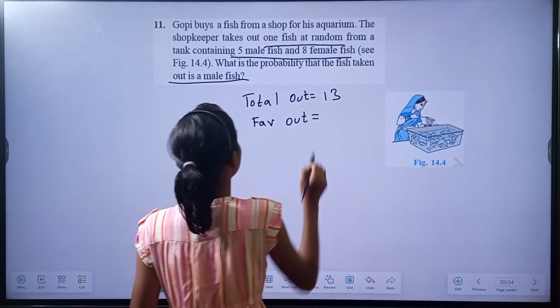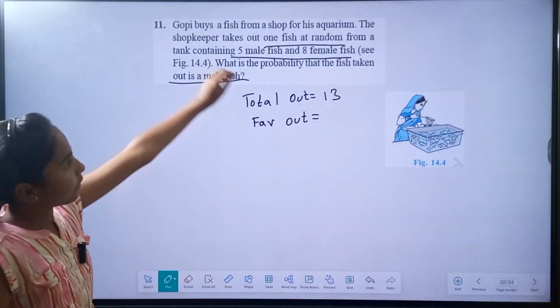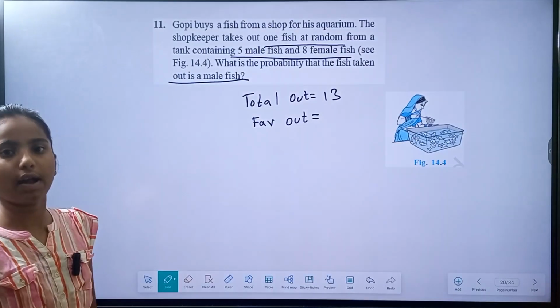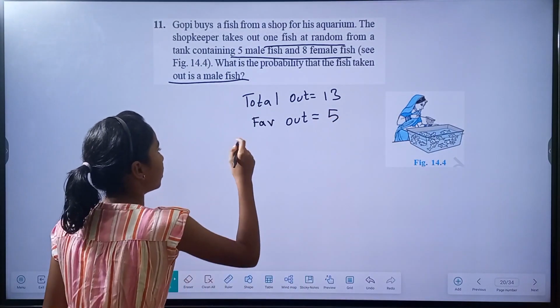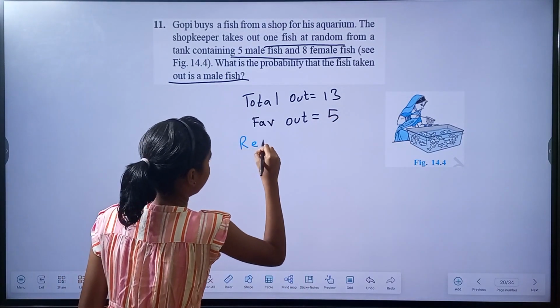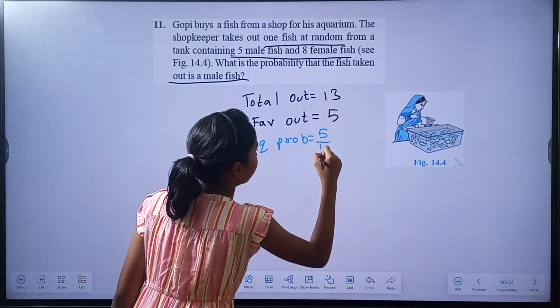Favorable outcomes: they have asked that the probability that the fish taken out is a male fish. They have 5 male fish and taking out one at random we have 5 ways. So this is equal to 5 ways. Now the required probability equal to 5 by 13.